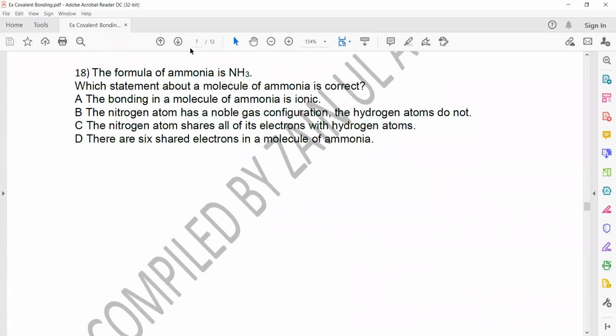In question 18, the formula of ammonia is NH3. So it's NH3, nitrogen bonded with hydrogen. Which statement about a molecule of ammonia is correct? The bonding, because nitrogen is a non-metal, hydrogen is a non-metal. So when two non-metals are there, they cannot have an ionic bond. That's why it cannot be A.